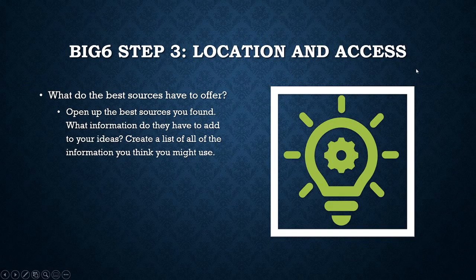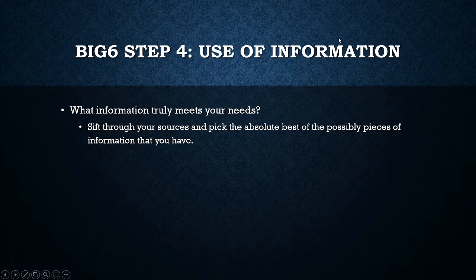For step three, you were looking at location and access. So for those best sources, what do they actually have to offer you? Open up those best sources and see what information there actually adds to your ideas. Start creating a list of all the information that you think might be useful, and make sure to track which articles and which sources were actually holding that information. For step four, we're actually going to start thinking about how we're going to use that information. Of all of that information, which one actually meets your needs? Pick the absolute best pieces of information from all of the work that you have done.